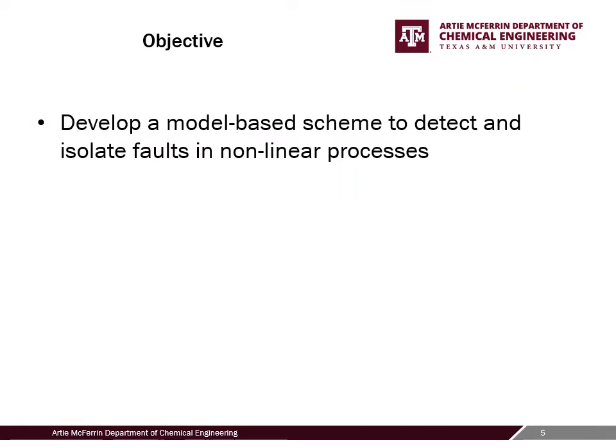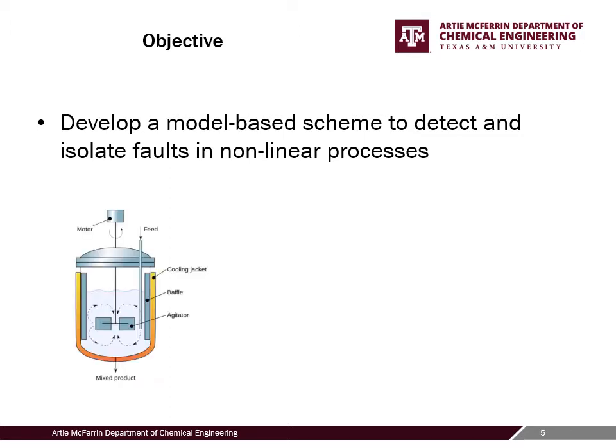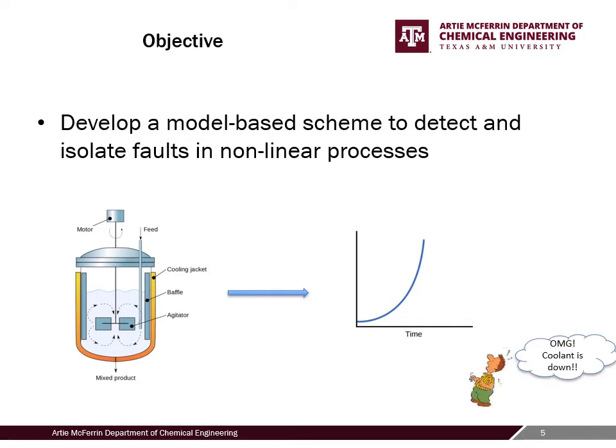So the objective is to develop a model-based scheme to detect and isolate faults in nonlinear processes that would enable corrective action to be taken so that you can ensure safe operation even after the faults have been detected and isolated. So essentially, say we have a process, we'd like to generate signals that would tell the engineers whether it is operating normally or whether there's a fault present. And if there's a fault present, we'd also like to know the exact type of the fault amongst a possible set of faults. And this latter part is what we call fault isolation.